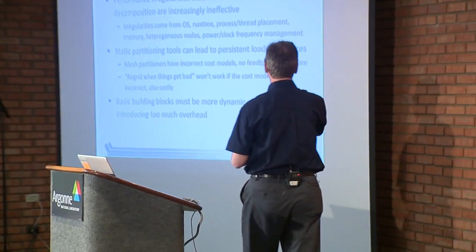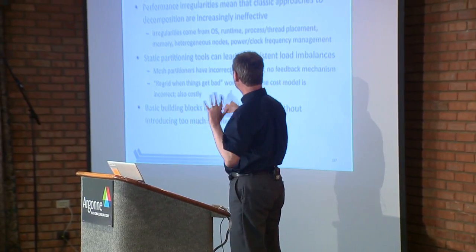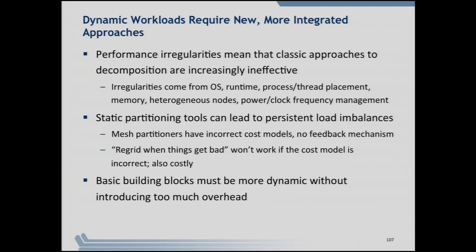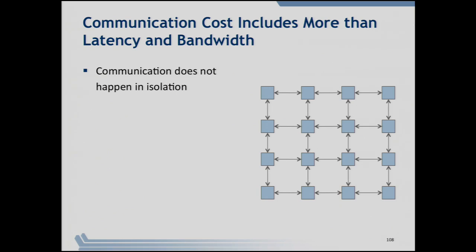Okay, so in fact, this is pretty much what I've said here: with the performance irregularities coming from all sorts of places, the assumption that you have a load balanced code because you divided the work up evenly is no longer a good assumption. It in fact has not been a good assumption for some time, but we've been able to live with it. And it's going to be harder and harder to live with it because there are more and more sources of these performance irregularities.